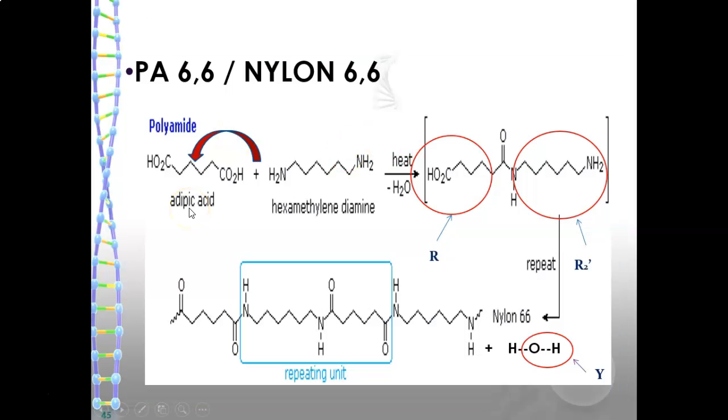Okay, this one is the example of the nylon 66 chemical reaction. So we can see that adipic acid and hexamethylene diamine, when heated, will produce a byproduct here. This one is the structure of nylon 66, and you might be familiar with this structure, so make sure you practice how to draw the chemical structure.